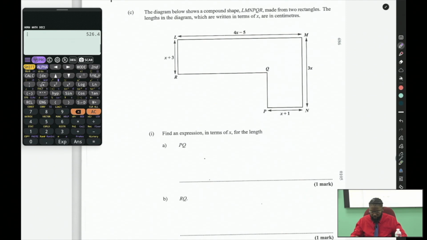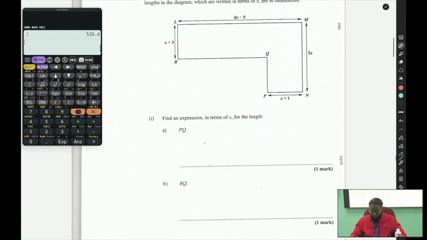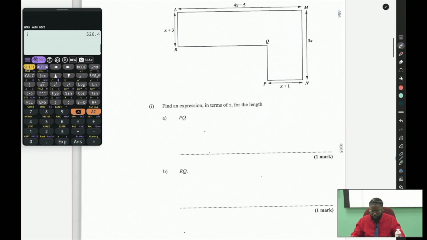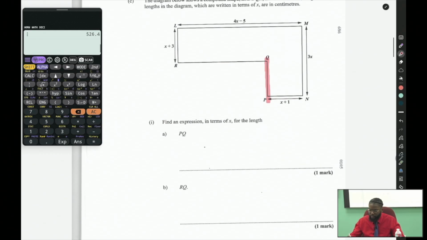So to do that, we need to analyze where PQ is. So here we have PQ, but there's nothing there. So we have to use our surrounding sides, which are similar and going in the same direction, which is vertical. So we have LR going vertical and MN going vertical also.